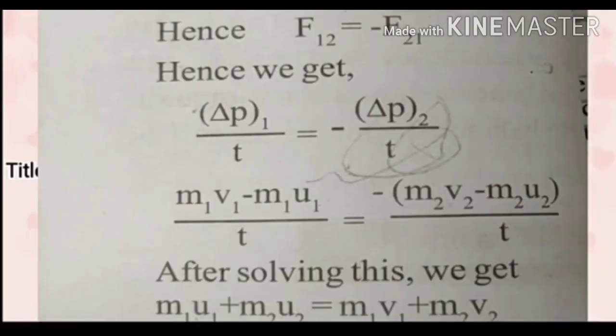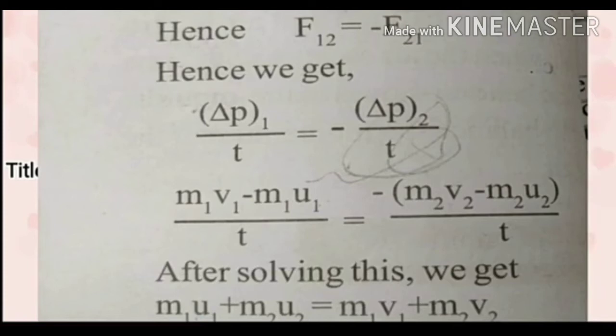Explain Newton's third law. F12 is equal to minus F21. F12 means the force applied by the second object on the first one, and F21 means the force applied by the first object on the second object.